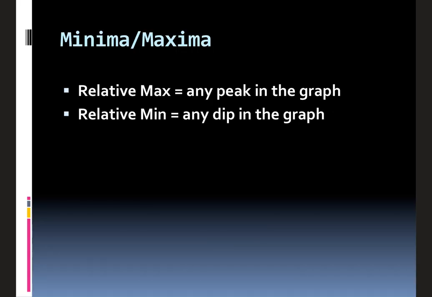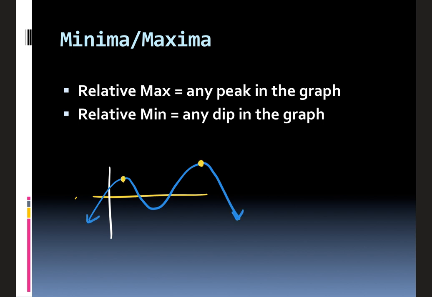All right, max and min. So a relative max is any peak in the graph, which means it could happen more than once. And a relative min is any dip in the graph. So my graph can go up and come back down again and go up and come back down again. And both of these would be relative maxes. And then even though it points down in both directions on the left and the right, that green dot would also be a relative minimum.